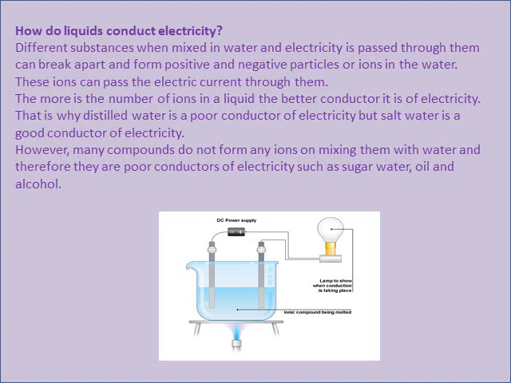The more ions there are in a liquid, the better conductor of electricity it is. That is why distilled water is a poor conductor of electricity, but salt water is a good conductor. However, many compounds do not form any ions on mixing with water, and therefore they are poor conductors of electricity, such as sugar, sugar water, oil and alcohol.